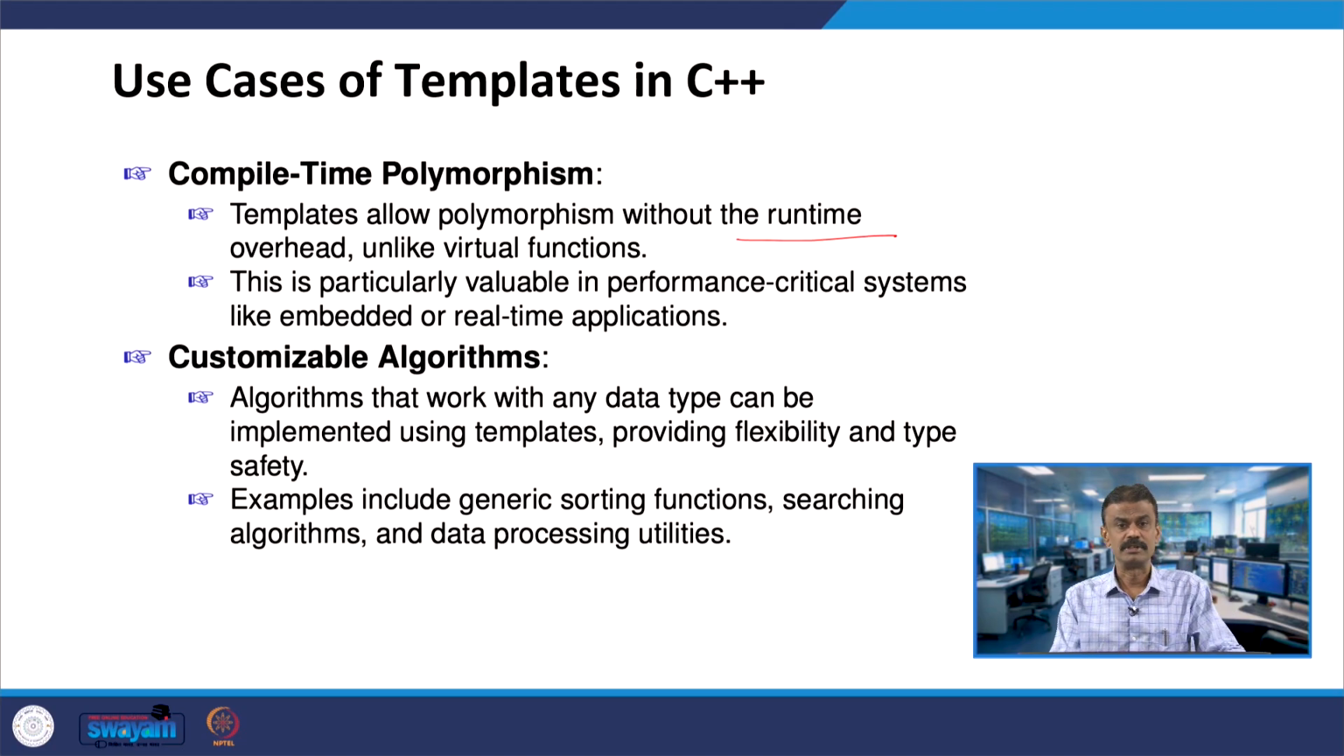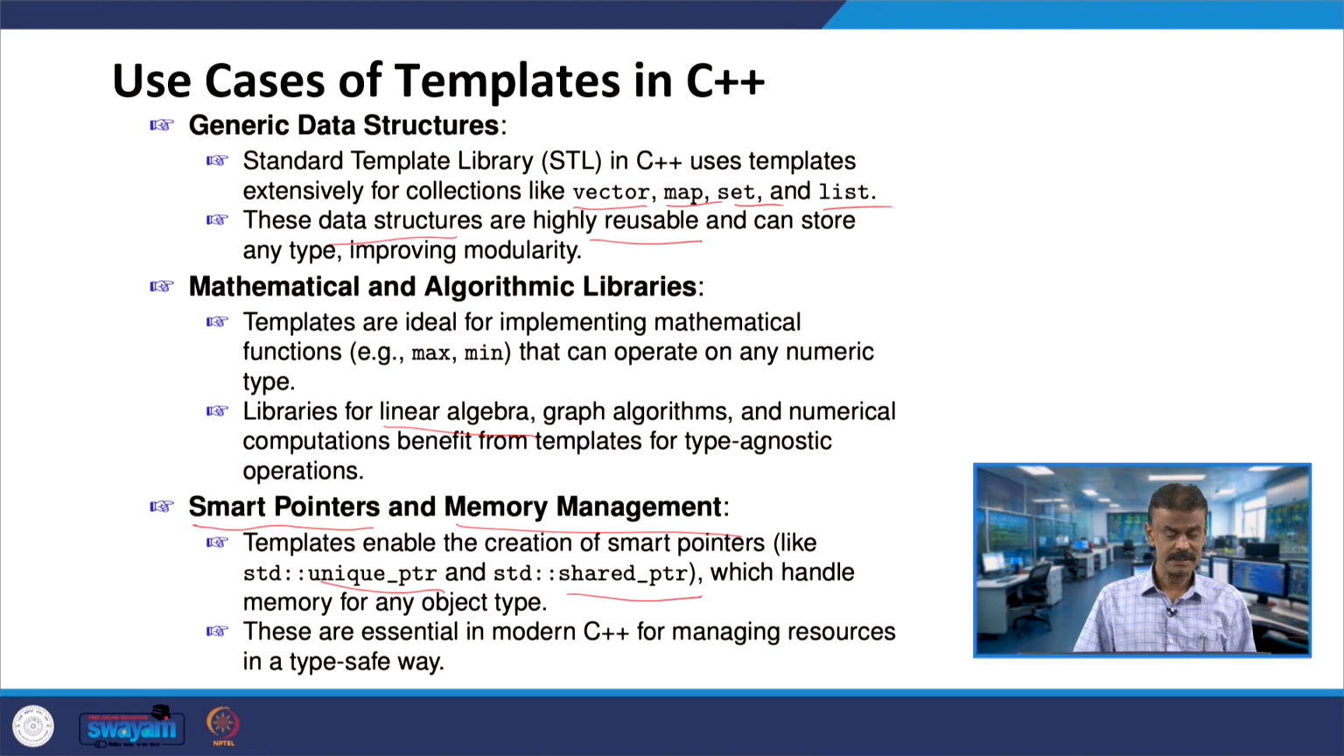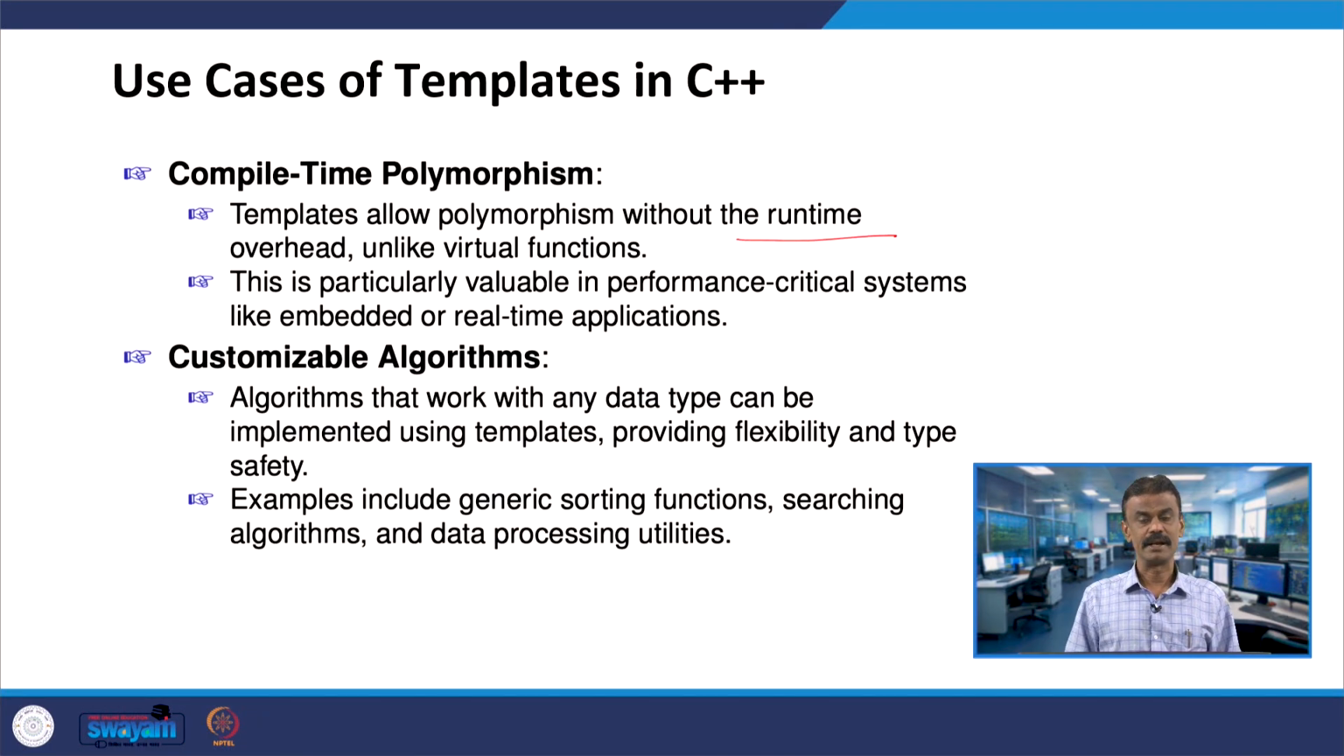So, algorithms which are working with any data type can be implemented using templates. This is providing flexibility and type safety. If I talk about examples, any generic sorting functions or searching algorithms and data processing utilities are all customizable algorithms. So, the use cases of templates go like this: you can have generic data structures, mathematical and algorithmic libraries, smart pointers, compile time polymorphism and customizable algorithms.